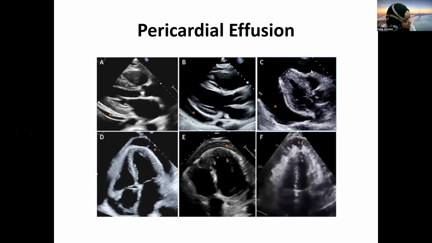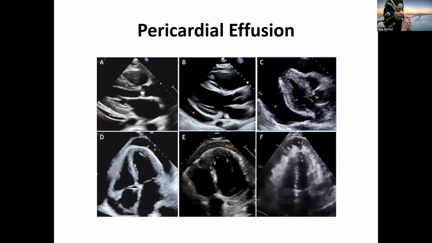Pericardial effusion is the second entity in the pericardial pathology spectrum. We are all familiar with transthoracic echo, and transthoracic echo usually can give us the size of the pericardial effusion. Can size it as small, less than 10 to 20, more than 20, as big.